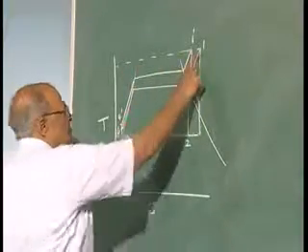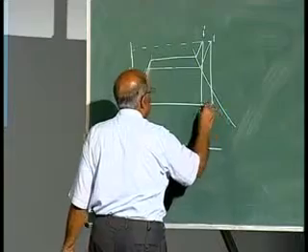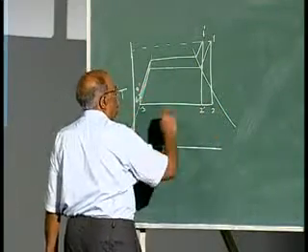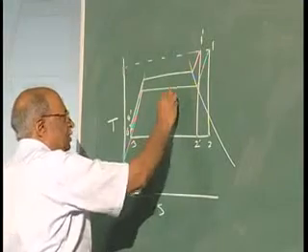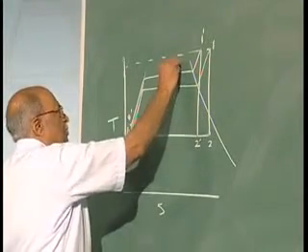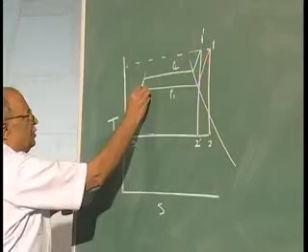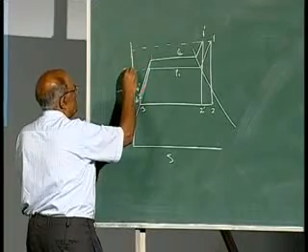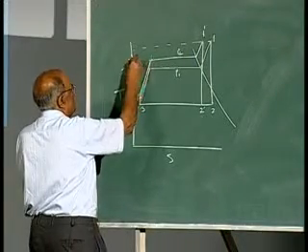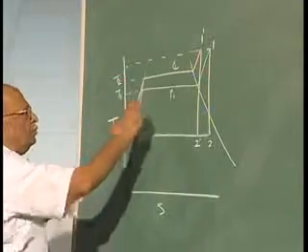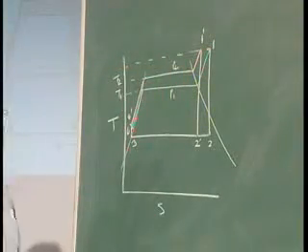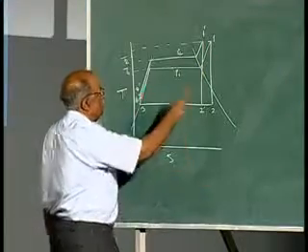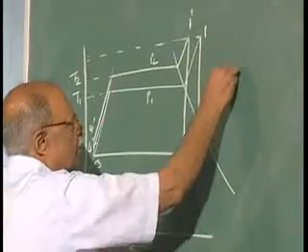Initially, the cycle was 1, 2, 3 and 4. Now, the inlet pressure has been raised from pressure P1 to pressure P2, and therefore, the temperature of supply of heat also increases from T1 to T2. The maximum temperature in the two cycles is kept the same, that is T1 dash is equal to T1.